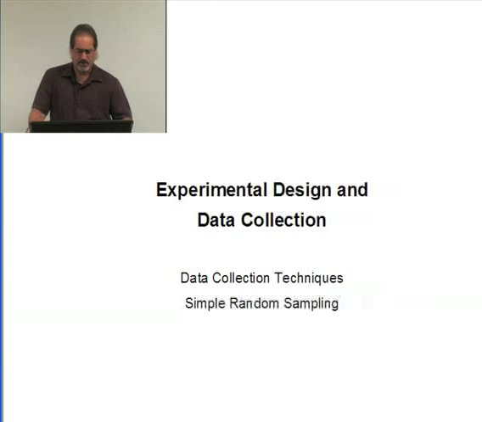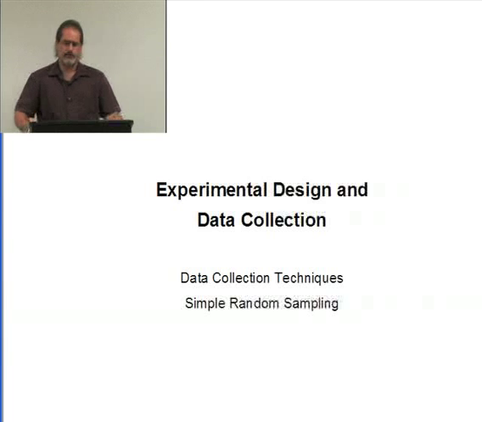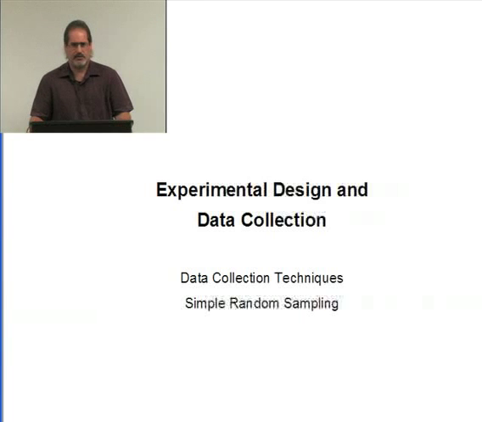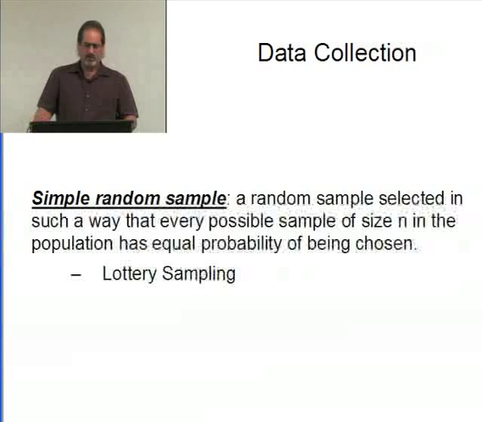Let's now, in our discussion of experimental design and data collection, start talking about one of the simplest of all data collection or sampling schemes, that being a simple random sample. Now, a simple random sample is a random sample selected in such a way that every possible sample of size n in the population has equal probability of being chosen.